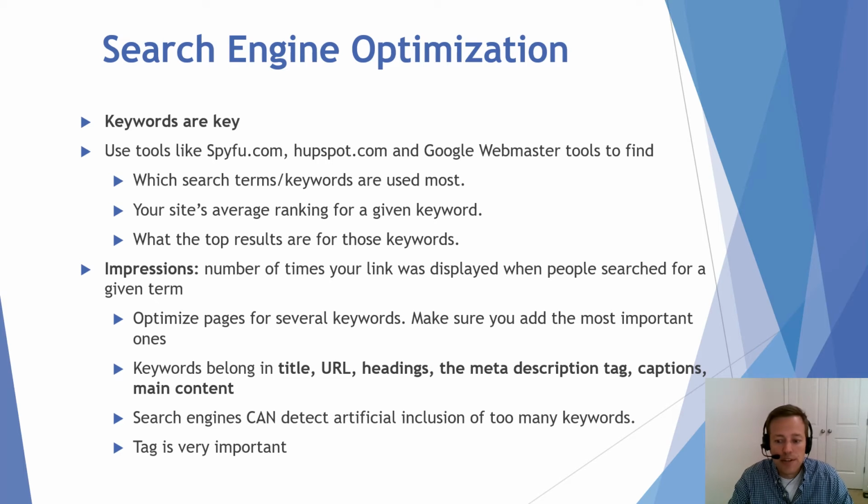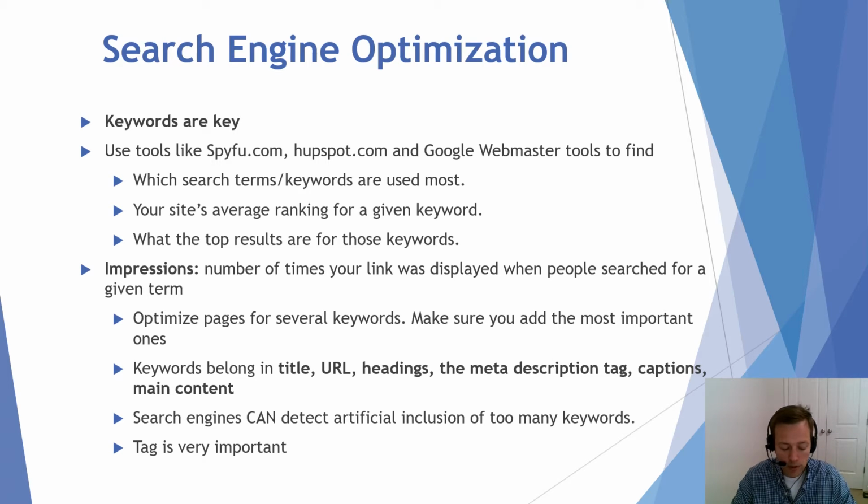So the first thing we need to talk about is search engine optimization. The main key there is how high your results appear on the Google results or on the other search engine results. First of all, keywords are key. You can use tools like spyfu.com, hubspot.com, Google Webmaster to find the keywords that people use the most.